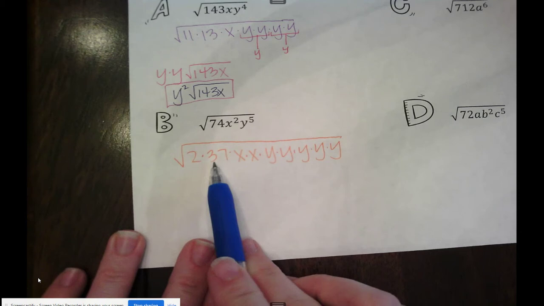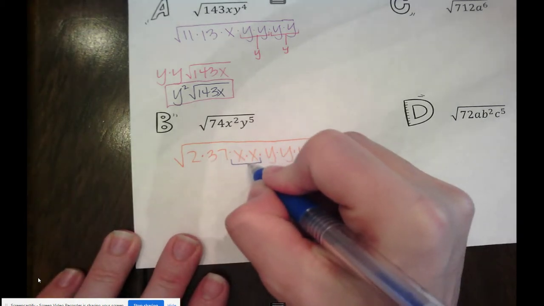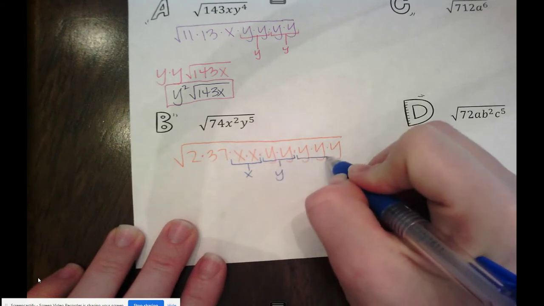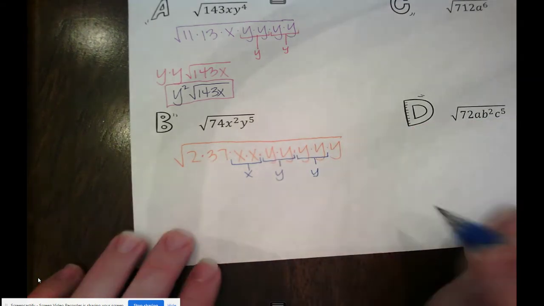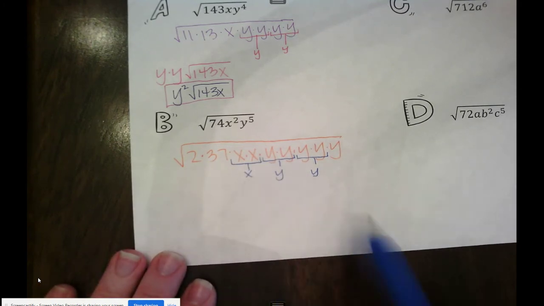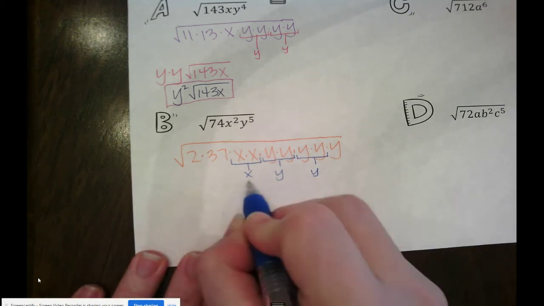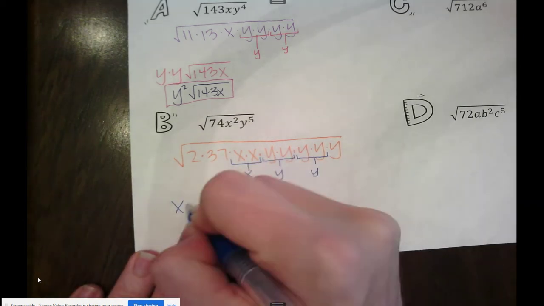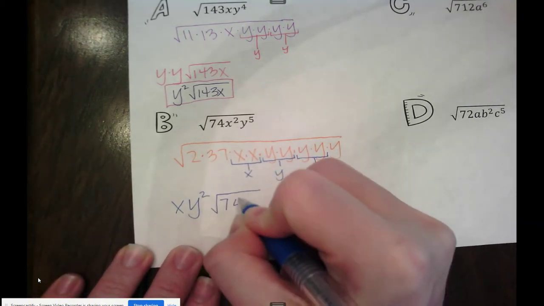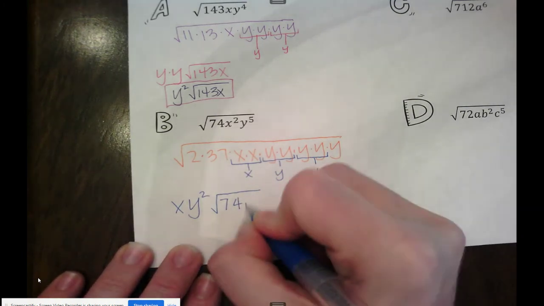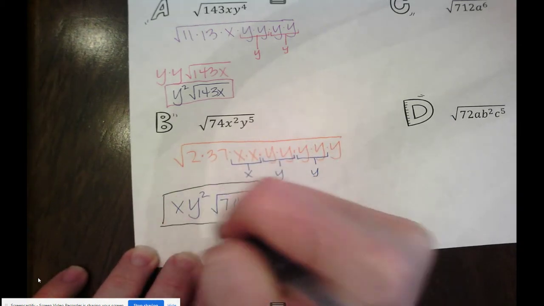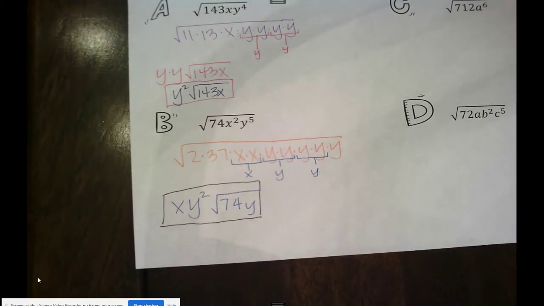I'm pulling out pairs. There's only 1, 2, only 137. Here's a pair of x's, so I'm going to pull that out as an x. Here's a pair of y's, and here's a pair of y's, and then that y is going to stay in. So anything that I don't have a pair for, it's just going to stay underneath. So we're pulling out this x. We've got 2 y's, so really that's y squared. Square root of 74, and we got 1 y underneath. This is the simplified version of this square root.